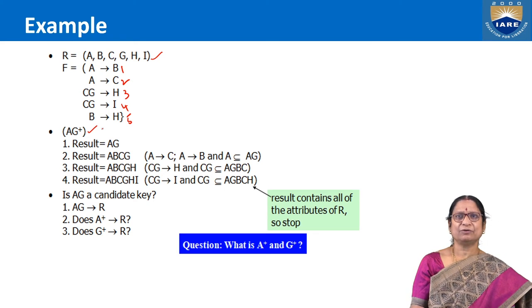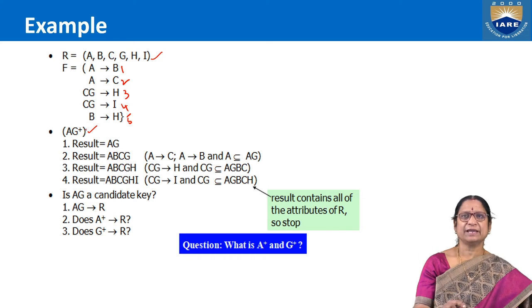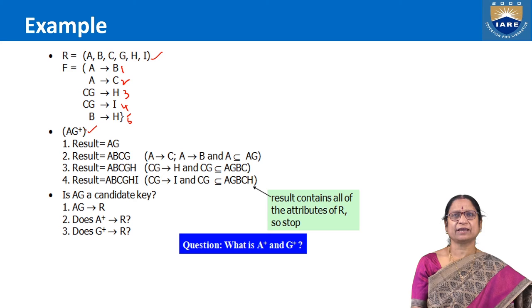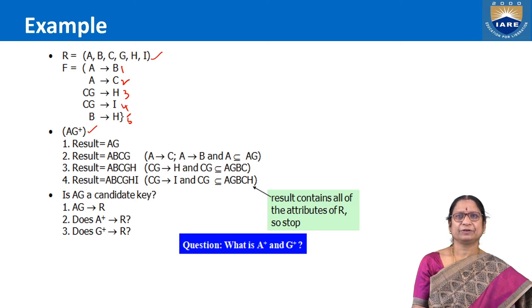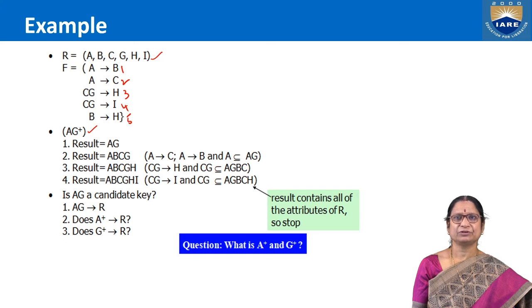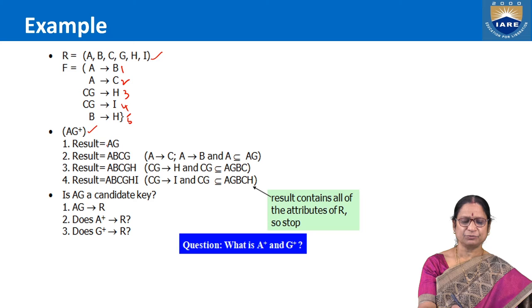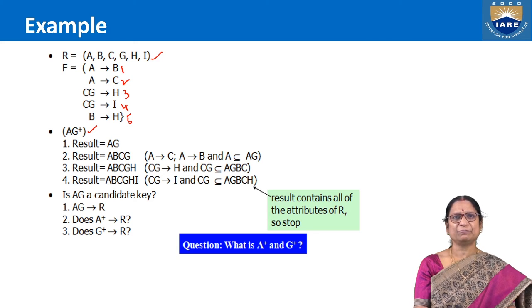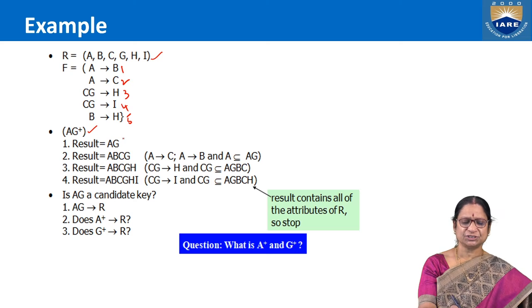AG plus means what is the set of attributes now? The set of attributes are AG. For that, I need to calculate the closure. So initially, what are the attributes involved? Those are AG. So initially the result, that is attribute closure, we are able to calculate further. So the attribute closure consists of initially AG. This is step 1.